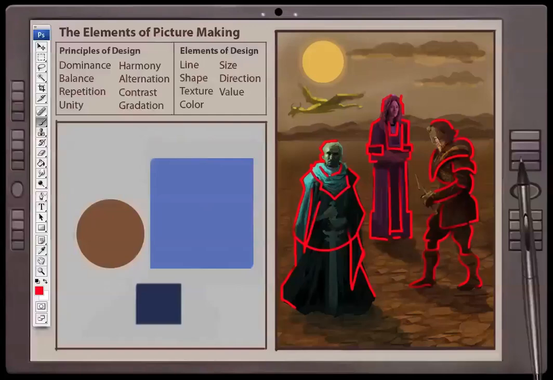You must have more of one kind of shape, more of one kind of color, more of one kind of size, more of one kind of value, and so forth, than another, in order to achieve dominance and thereby unity, so that the whole composition holds together.